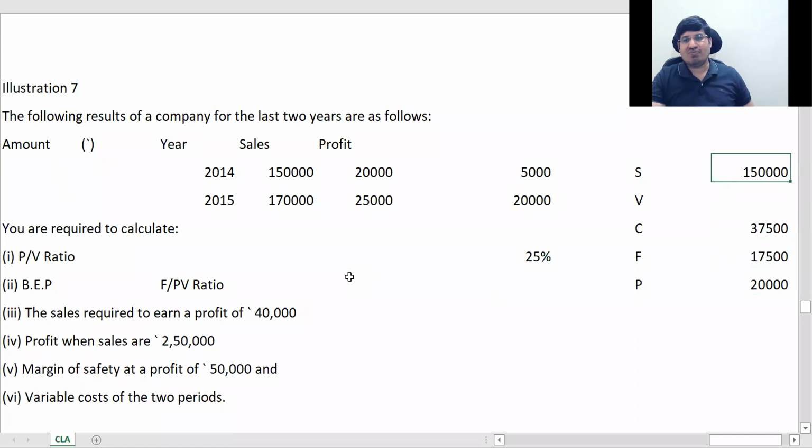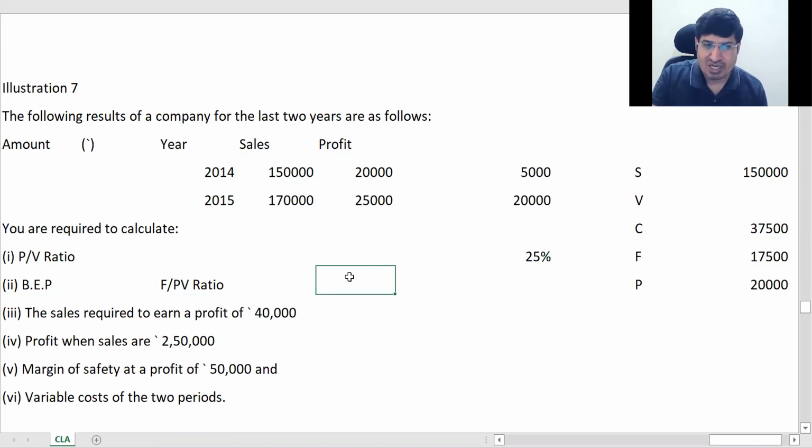Anyone? How I got this marginal cost statement? That's what I said, that in this kind of statement, you get PV ratio, and from PV ratio you will get the entire marginal cost statement. So you'll get the fixed cost, everything, whatever you need. Using that, you can directly calculate many kinds of required data. One is BEP: fixed cost upon PV ratio. I'm doing fixed cost 17,500 upon PV ratio 25%. So 70,000 is the BEP.